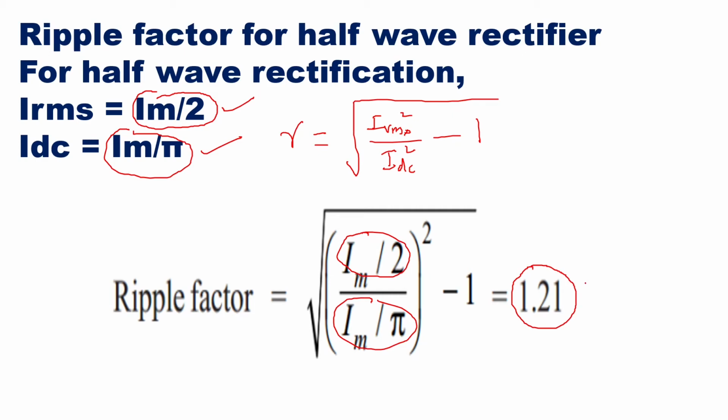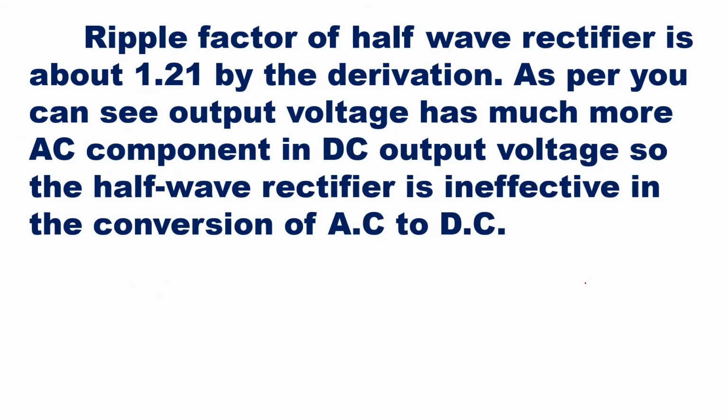So the ripple factor is more in half-wave rectifier. The ripple factor of half-wave rectifier is about 1.21 by the derivation. As you can see, the output voltage has much more AC component in the DC output. Actually, we want a DC output from the half-wave rectifier, but the AC component present in the DC will be more. So the half-wave rectifier is ineffective in the conversion of AC to DC. It will convert AC to DC, but its DC output has more AC component, and the ripple factor is 1.21 for half-wave rectifier.